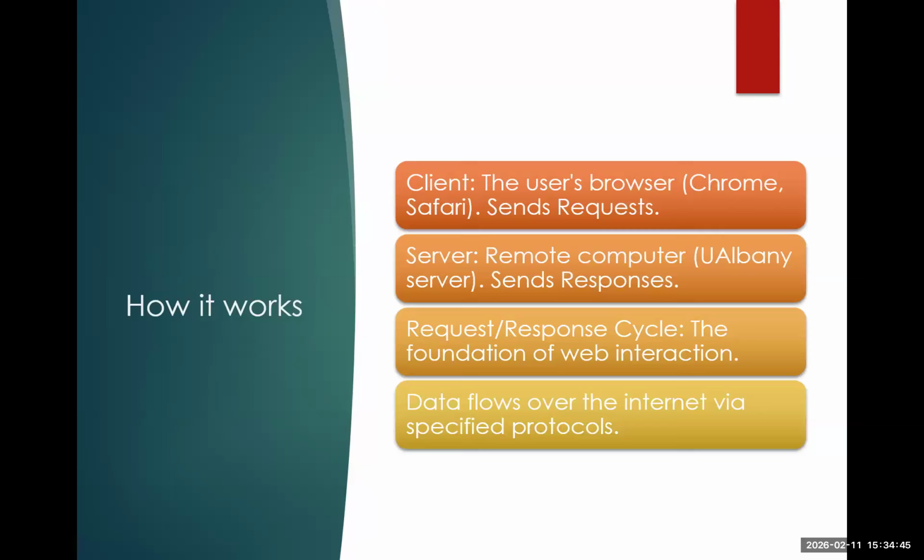Okay. So here's an example. First, the client sends a request from a browser like Chrome or Safari, and then the server receives the request, for example, here the UAlbany server. And then it finds the requested information, and then the server sends back a response, which could be a web page, data, or a file. Finally, the client receives the response and displays it to the user. This process is called the request-response cycle, and it happens very quickly, usually in a few milliseconds.